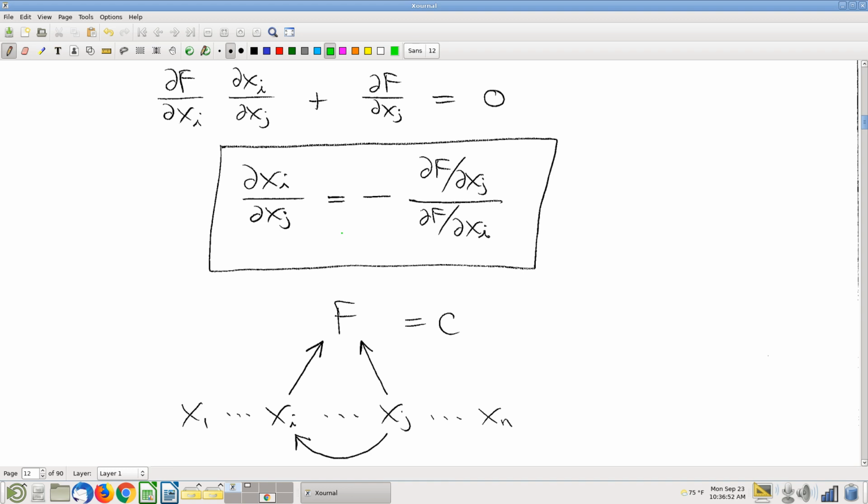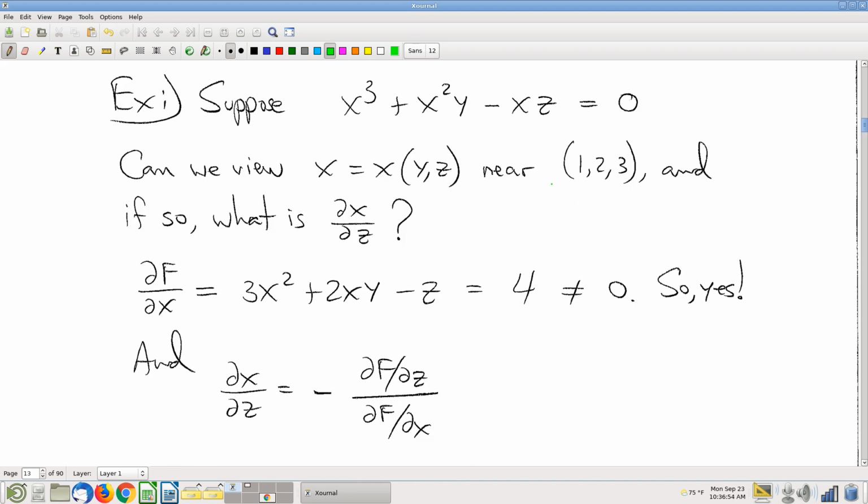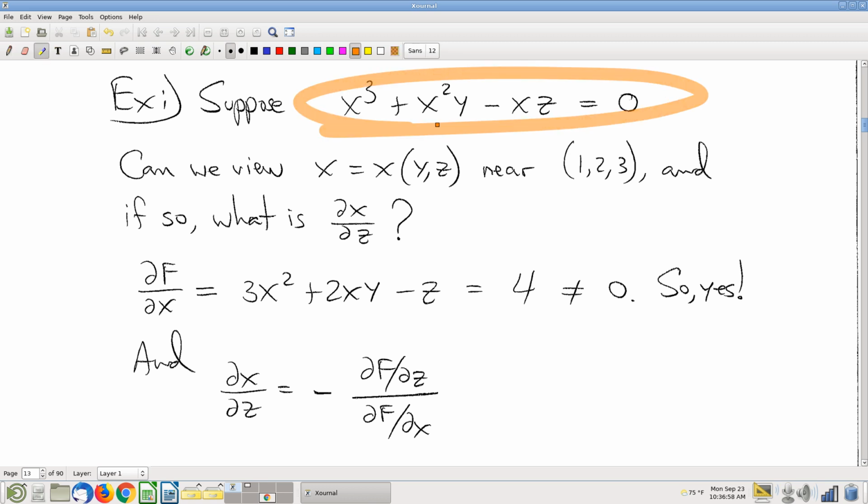Okay. Alrighty. So, quick example. Suppose you want to look at this surface. This is some sort of a surface. Can't draw it. Can't solve for x, by the way, notice. That'd be pretty hard to solve for x.